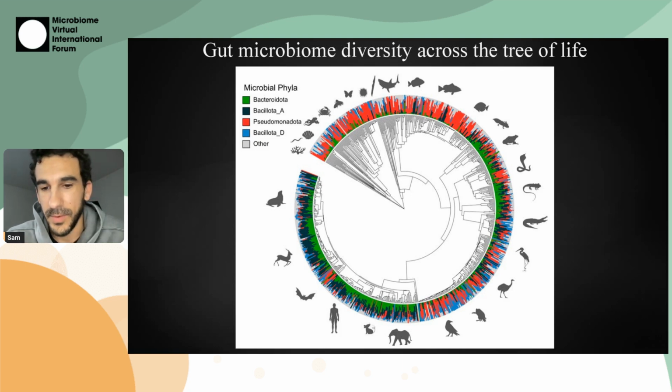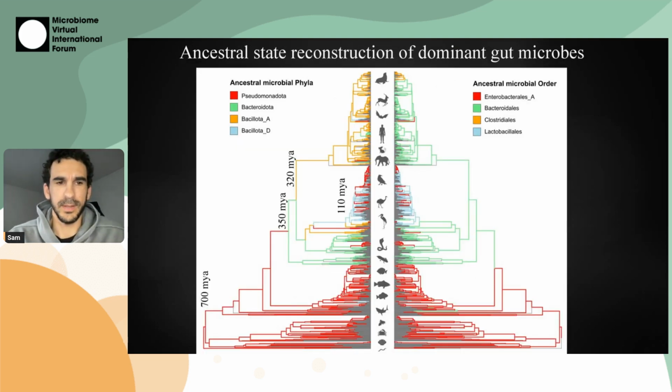What I would like you to focus on is the sea of red that you see at the top. This is mostly Pseudomonadota. We see a stark transition that starts to happen around amphibians and the rest of the terrestrial vertebrates. It's basically an explosion of Bacteroidota and then Bacillota, two different clades of Bacillota. This is a really stark shift, and it definitely raises a lot of questions as to why this is happening.